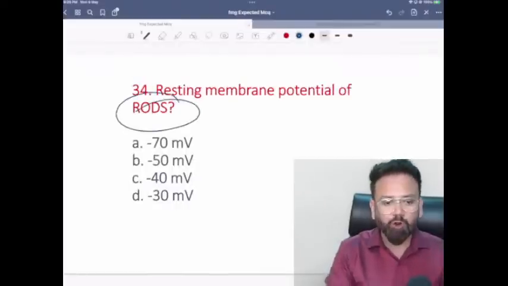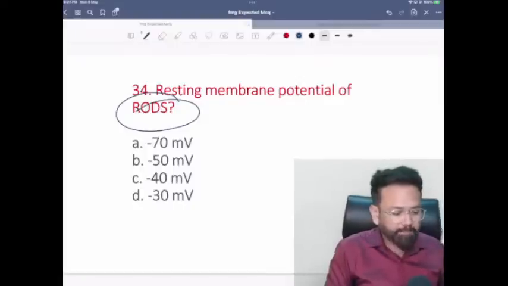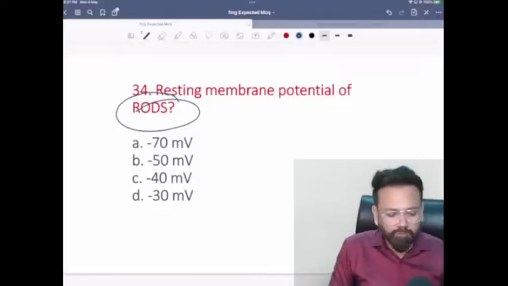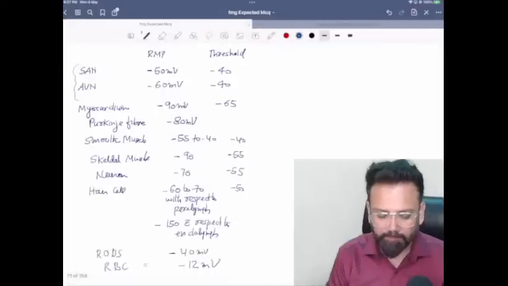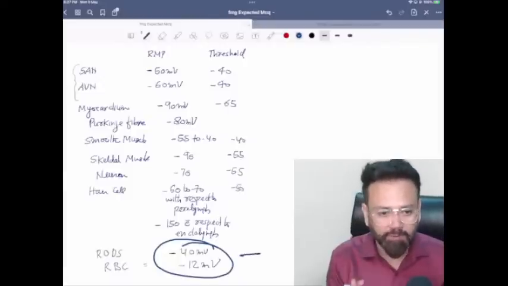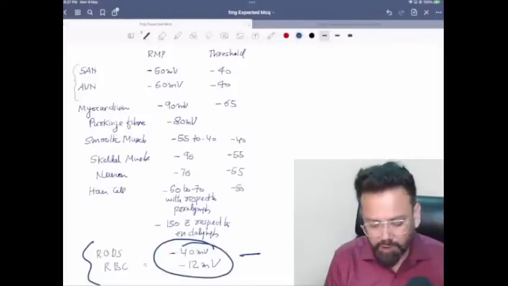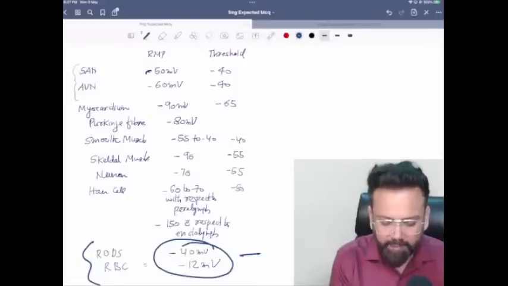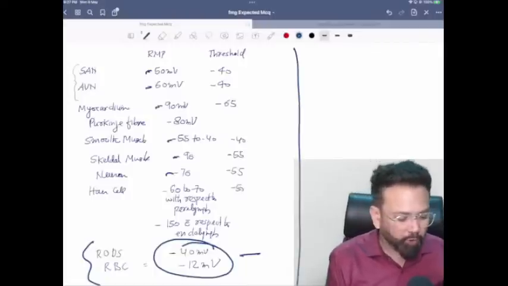Resting membrane potential of rods. This is a typical FMG question. How much is the RMP? Please do fast. Time is very less. Minus 40. That is why I have given you the table. Please, you can take a screenshot of this and remember that rods have minus 40, RBC has minus 12. This is a typical question which I have seen only in FMG. They keep on asking about rod and RBC. Rest you remember always. SA node minus 50, AV node minus 60, myocardium minus 90, smooth muscle minus 55, skeletal muscle minus 90, neuron minus 70. So this I cannot help you. You have to remember this.